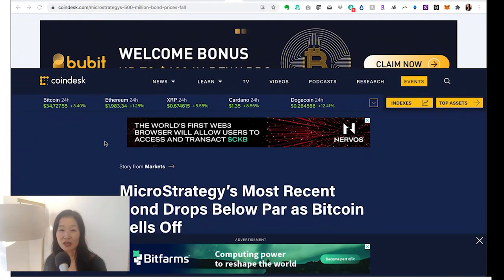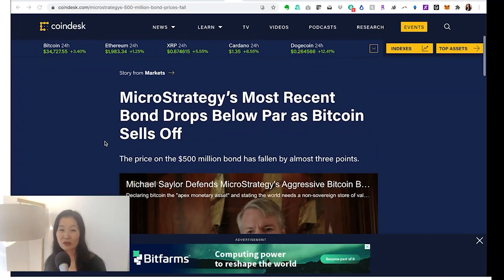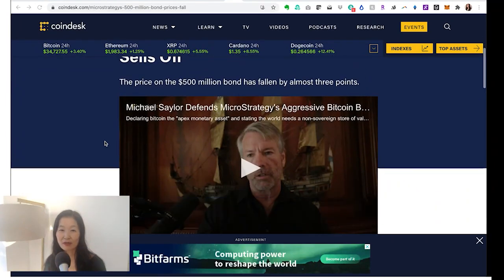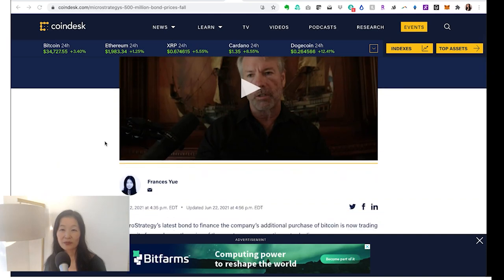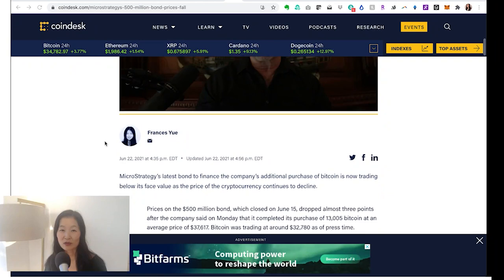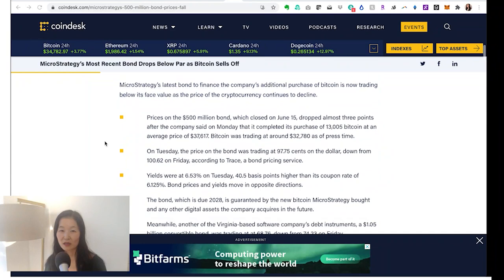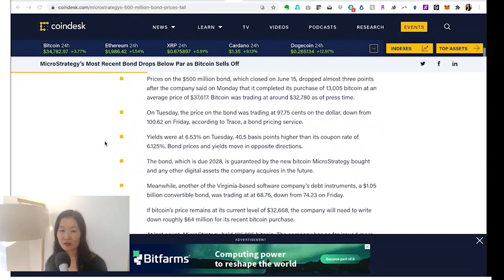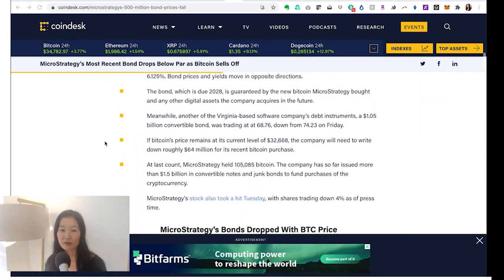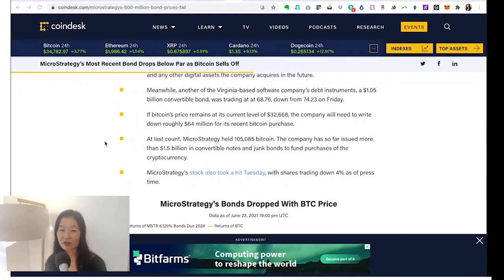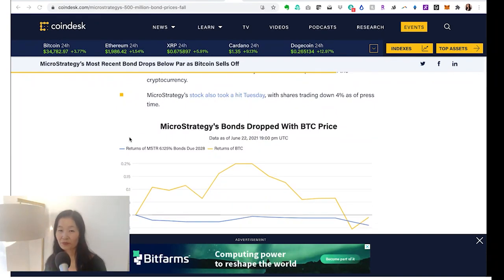Next headline, MicroStrategy bonds trading below face value. On Monday, MicroStrategy announced the purchase of an additional 13,005 Bitcoin for roughly $489 million in cash, which equates to approximately $37,600 per Bitcoin. The latest Bitcoin acquisition comes shortly after the company completed its $500 million offering of secured notes last week. On Tuesday, CoinDesk reported those notes, which come due in 2028 and bear an annual interest rate of 6.125%, were trading at 97.75 cents on the dollar, meaning the bonds traded below face value.